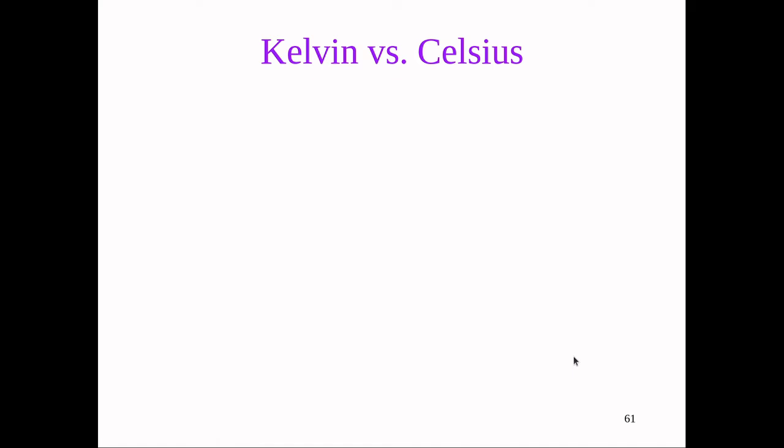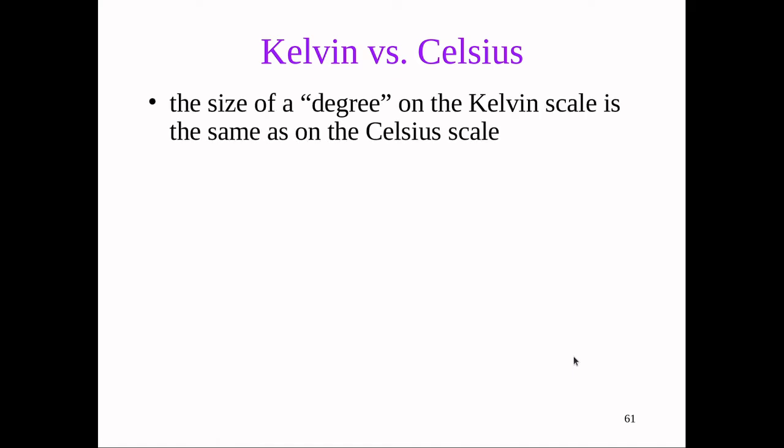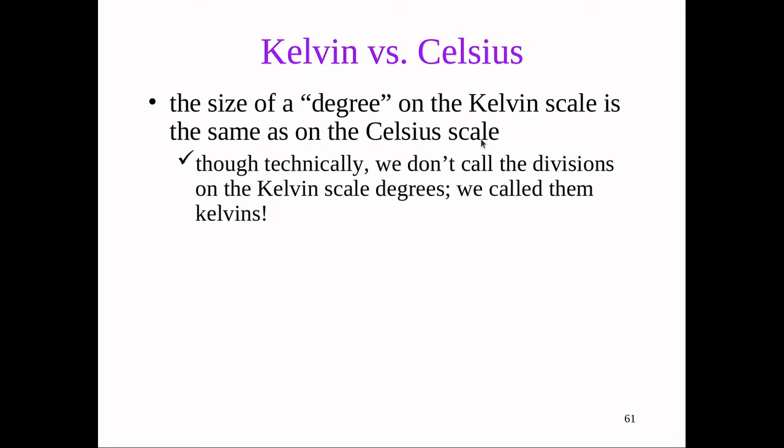So let's talk about the difference between the Kelvin and the Celsius scales. The size of a degree on the Kelvin scale is the same as on the Celsius scale. So 1 Kelvin is the same as 1 degree Celsius. And again, we do not actually say degrees, we just call them kelvins. So just as a degree Celsius is 1.8 times larger than 1 degree Fahrenheit, so is 1 Kelvin.